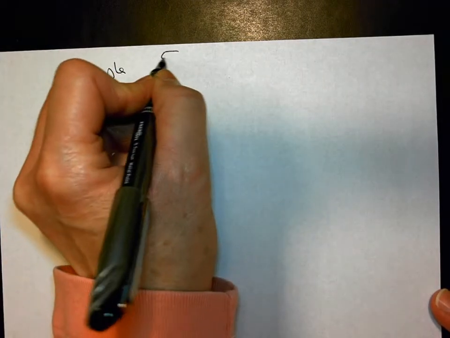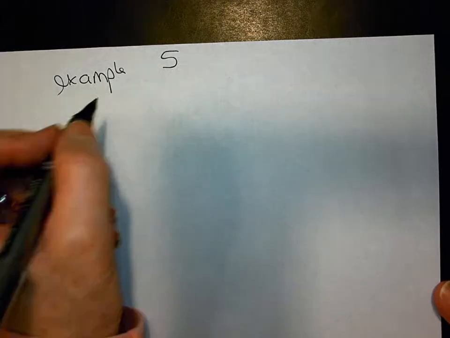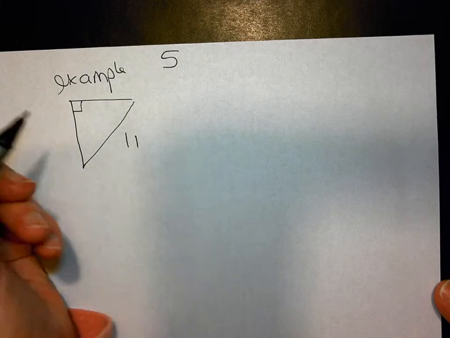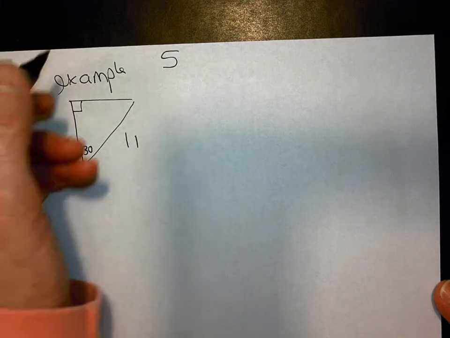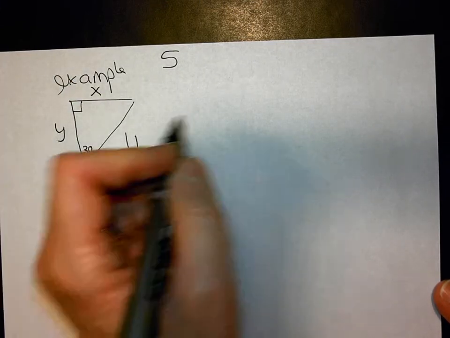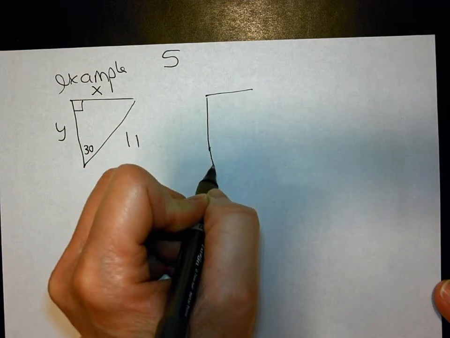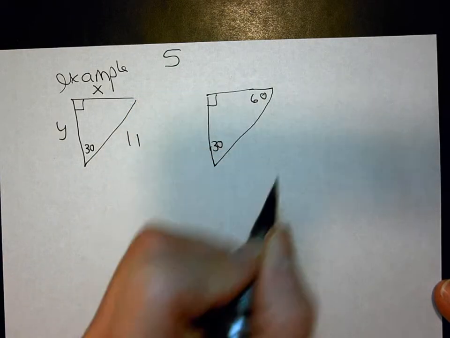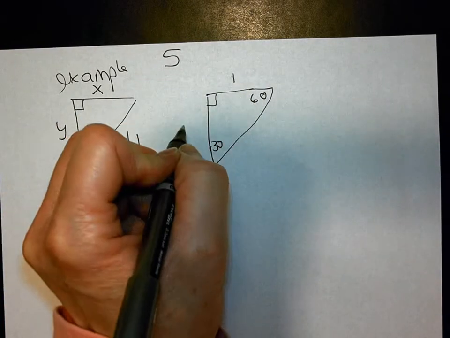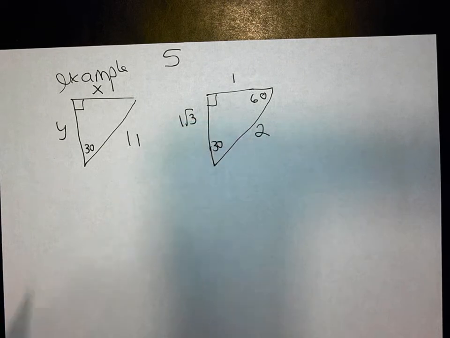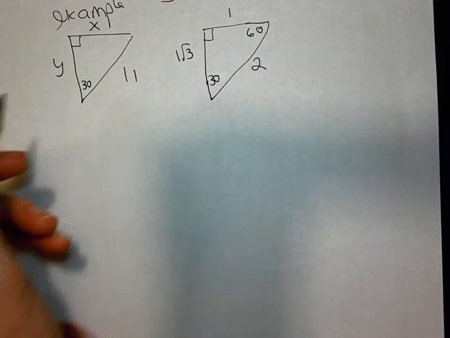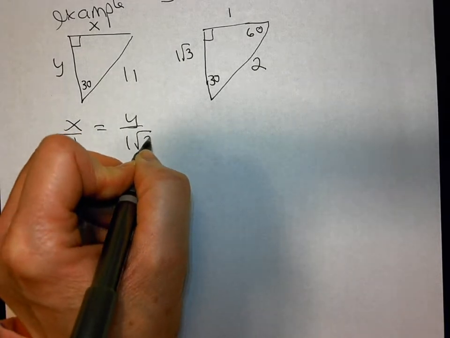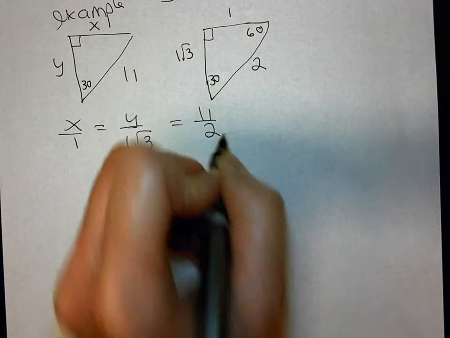So example 5, and again these are all off of the homework back page. Okay, last picture. We know that the hypotenuse is an 11. This is a 30. There's my x, there's my y. I draw my pattern. This is a 30, this is our 60. Our pattern is 1, 1 square root of 3, 2. Okay, we set up our ratios, x over 1, y over 1 square root of 3, and 11 over 2.